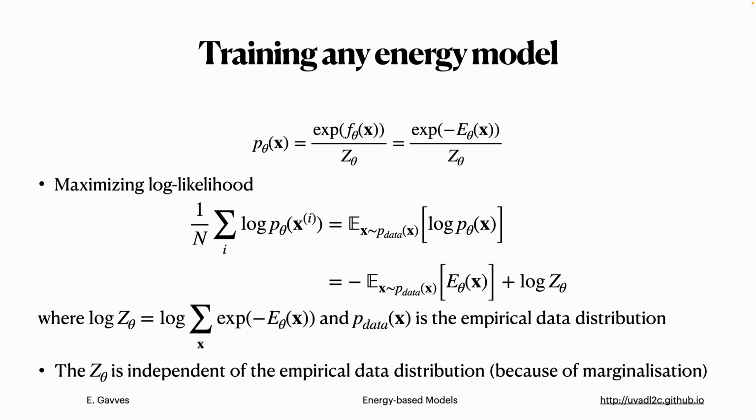So the normalization constant is independent of the empirical data distribution. It's not just what we observe, it's what we wish to learn. And that's because of the marginalization. The marginalization means we have to marginalize over all possible data, not just what we observe during training. So this is pretty standard, right? This slide is just a reminder. Energy-based models, technically, we're optimizing them as usual. We have to take the log likelihood of our probabilities. Clear?